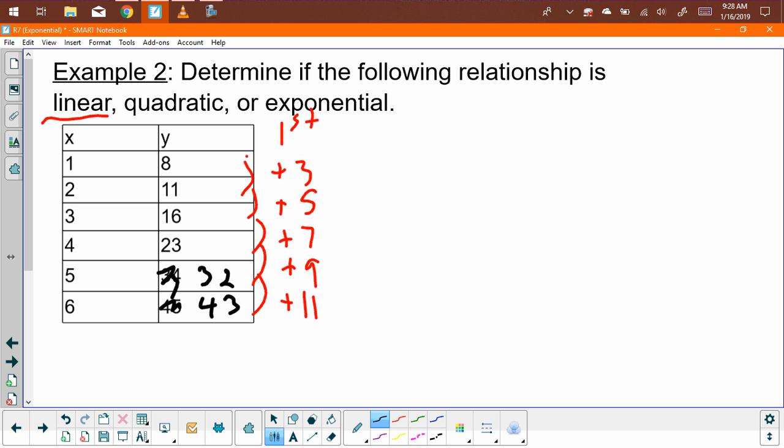Okay, so those are my first differences. And they're not all the same. So this is not linear because they're not the same. Okay, so now I go on to my second differences.